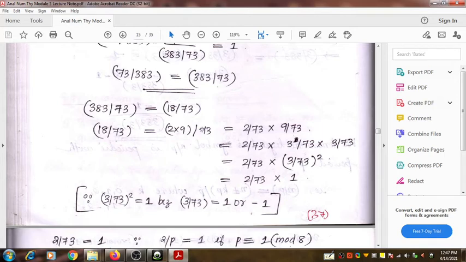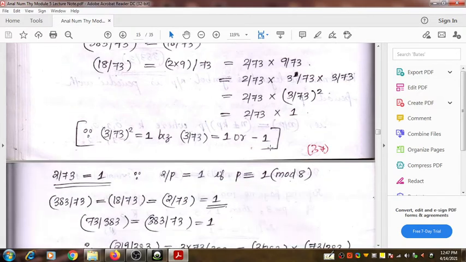So (2 into 9 bar 73) equals (2 bar 73) into (9 bar 73), but (9 bar 73) equals (3 bar 73) into (3 bar 73). There we get a positive 1, so it reduces to (2 bar 73). Hence (18 bar 73) reduces to (2 bar 73) into 1. The (2 bar 73) can be determined using the relevant part of theorem 9.5.